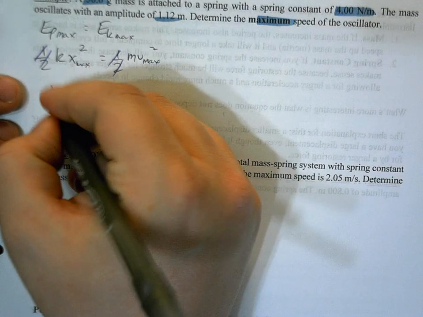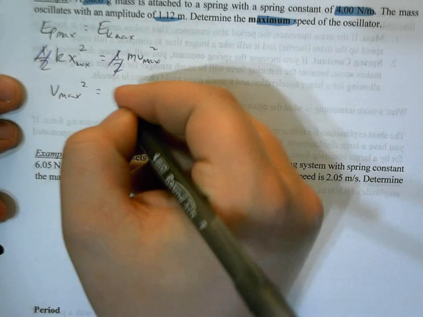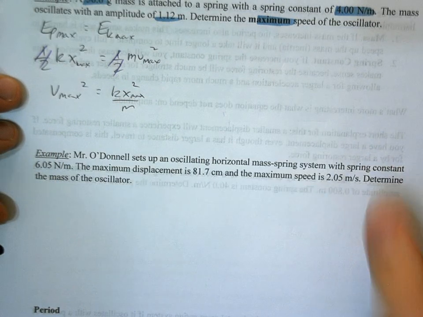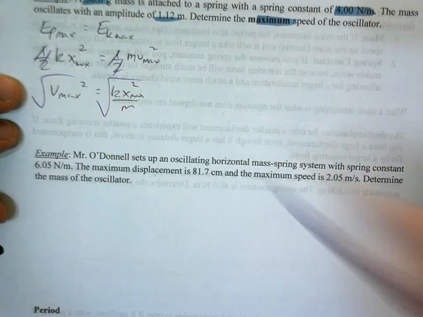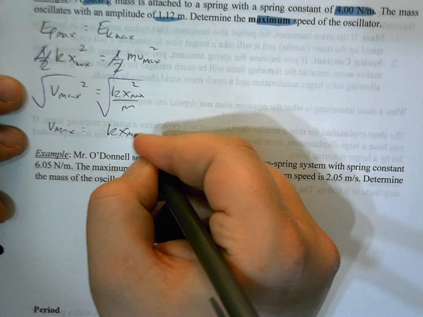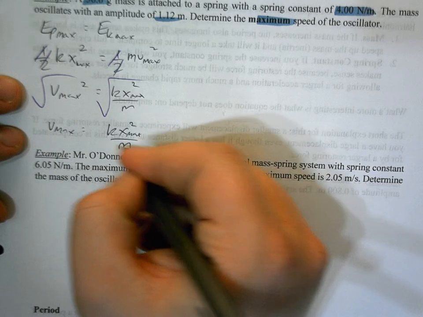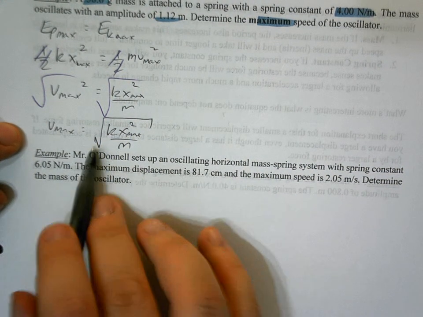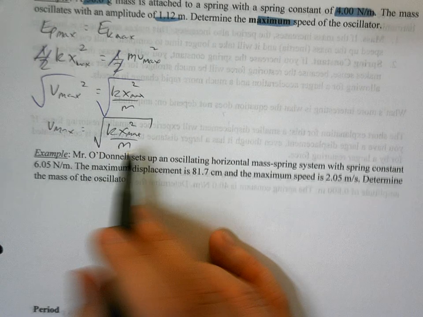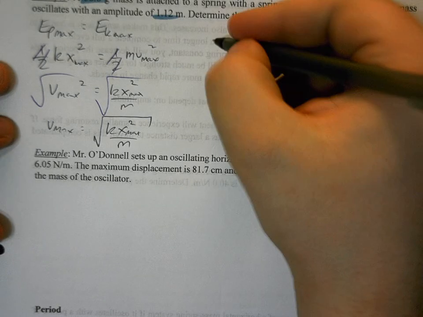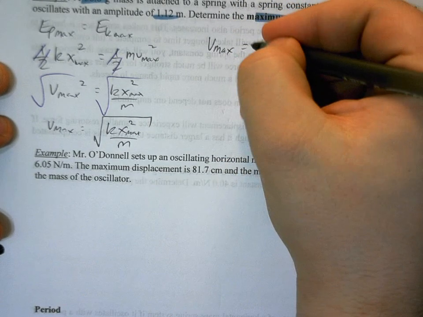So I'm going to say that V max squared is going to be K X max squared divided by M, and then of course we can square root both sides. So we get V max equals the square root of K X max squared over M. Do you have to bring out the X squared to the front? Nope. If you don't want to simplify this, this is fine. We simplify it for presentation purposes. To actually calculate it, you do not need to simplify it. This will work fine.